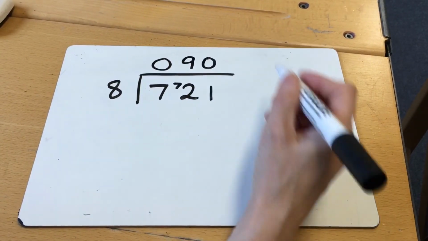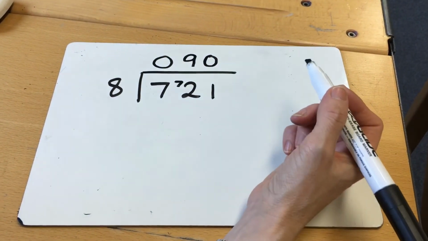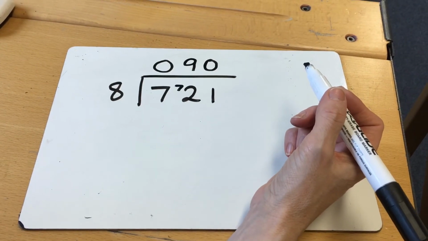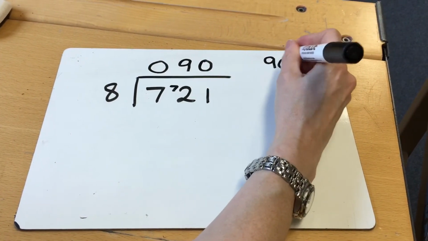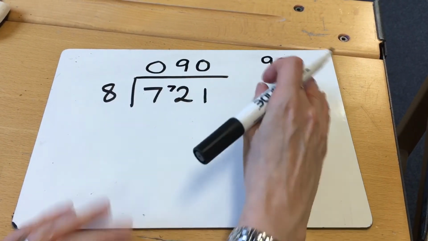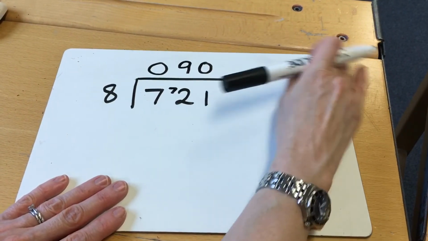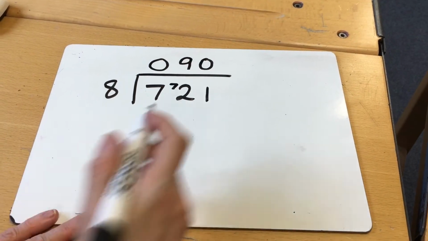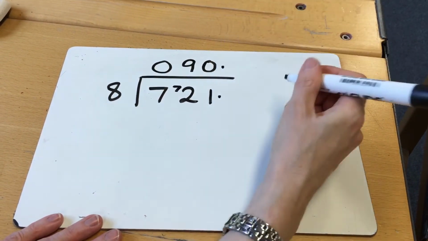Well, there aren't any. Now I can either leave a remainder 1, or I can give my answer as 90 and 1/8 because it's one remainder out of a group of 8. But I want my answer as a decimal. And imagine I didn't know what an 1/8 was. So I'm going to put my decimal points in here.